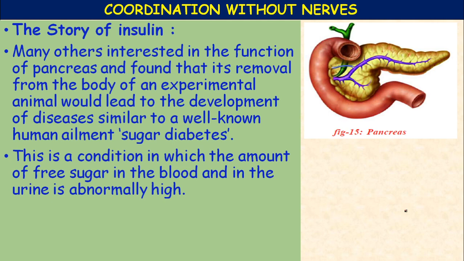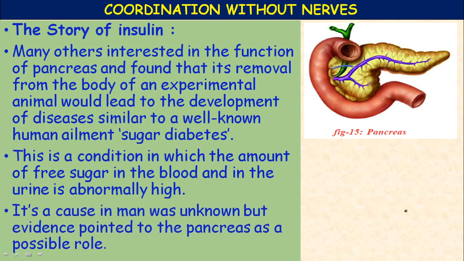Okay, so this is a condition in which the amount of free sugar in the blood and in the urine is abnormally very high. What is that condition? Diabetes. Its cause in humans was unknown, but evidence pointed to the pancreas as playing a possible role. Okay, it is the pancreas and its secretion which control the level of sugar in the blood.